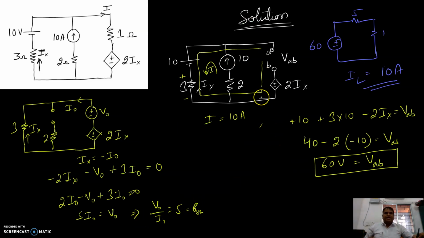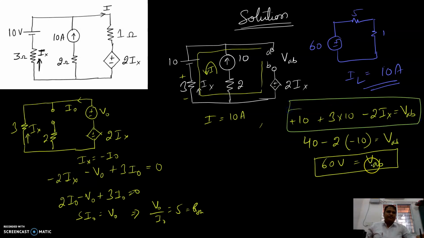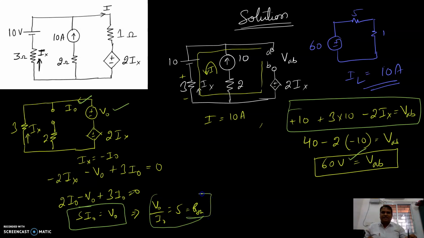So the same thing has been done over here, and we get the value of first the VAB. We put a KVL in the closed path, and we get VAB is equal to 60 volts. Also we have taken a voltage V0 and I0, and we get a relation between these, and then we get V0 by I0 is 5, and that 5 is nothing but RTH. So we put the value of RTH here, put the value of VTH here.